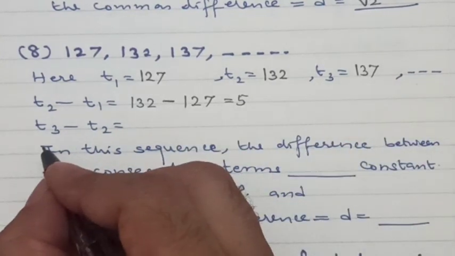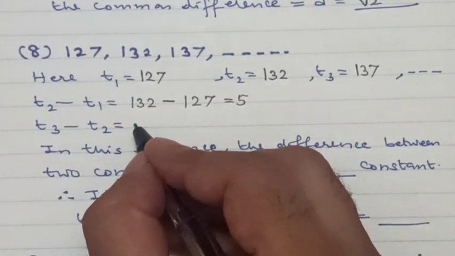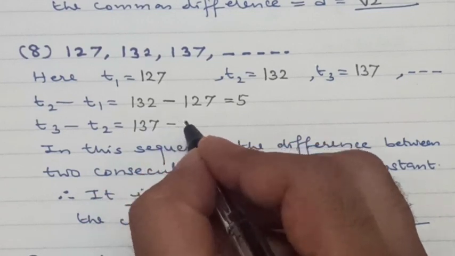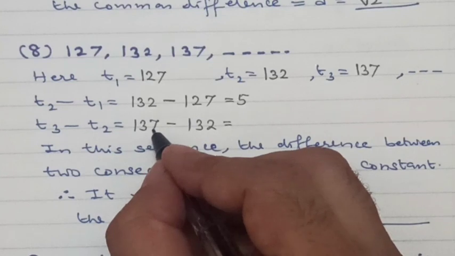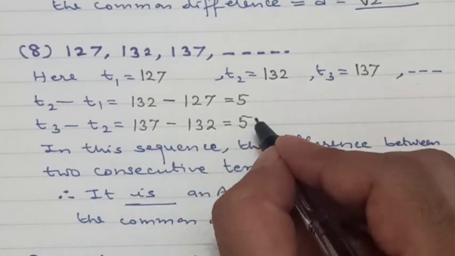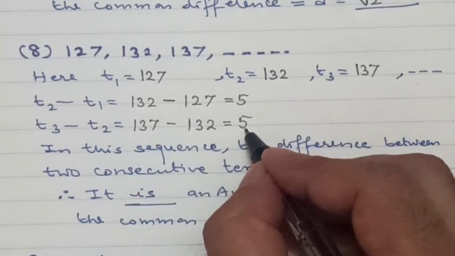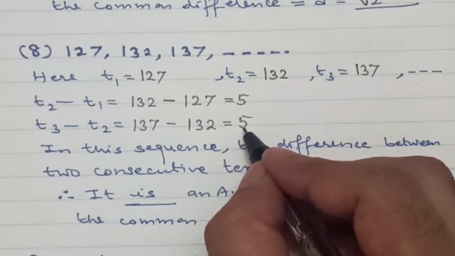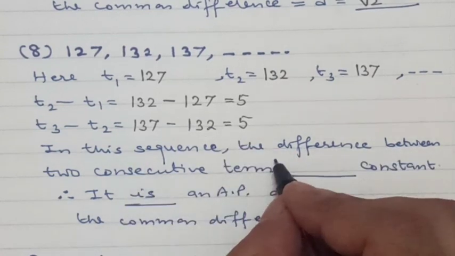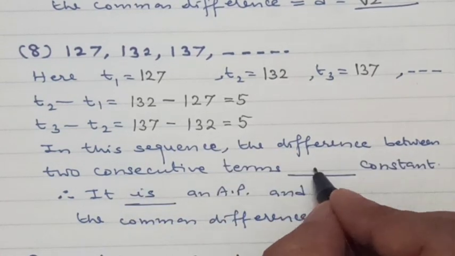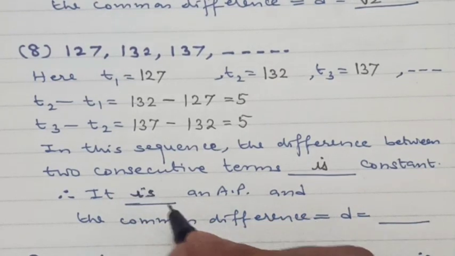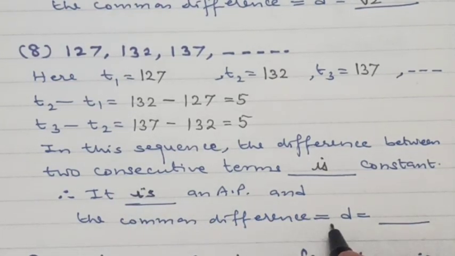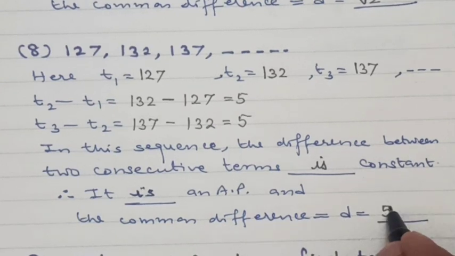Similarly, t3, which is 137, and t2, which is 132. So 137 minus 132 gives you 5. Look at that, 5, 5. Both are same. Difference is constant. So write, in this sequence the difference between two consecutive terms is constant. So it is an AP, and the common difference D is equal to 5.